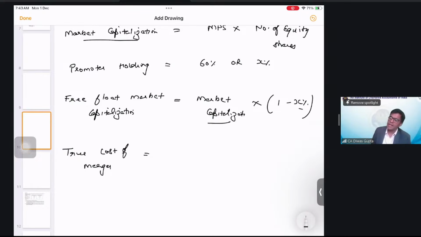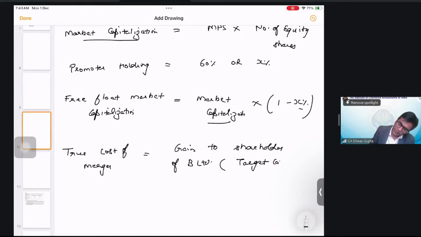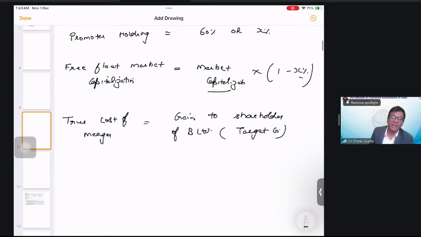actually means the gain to the shareholder of B Limited. Gain to, like we have computed above, right? Gain to shareholder of B Limited, which is actually the target company. Okay, this is the gain to the shareholders of B Limited is actually the true cost of merger.